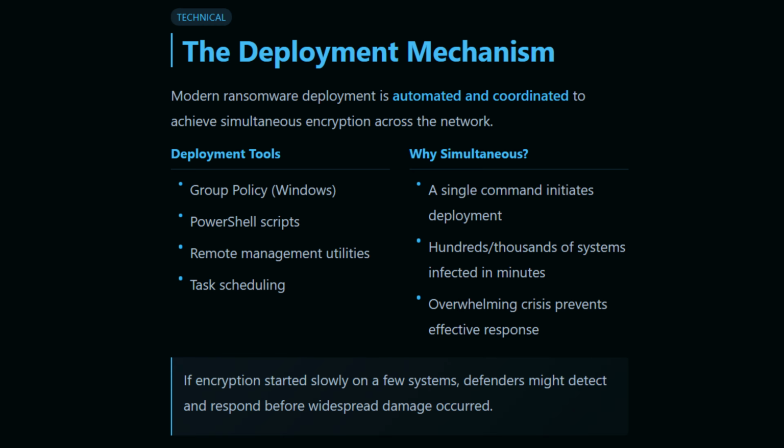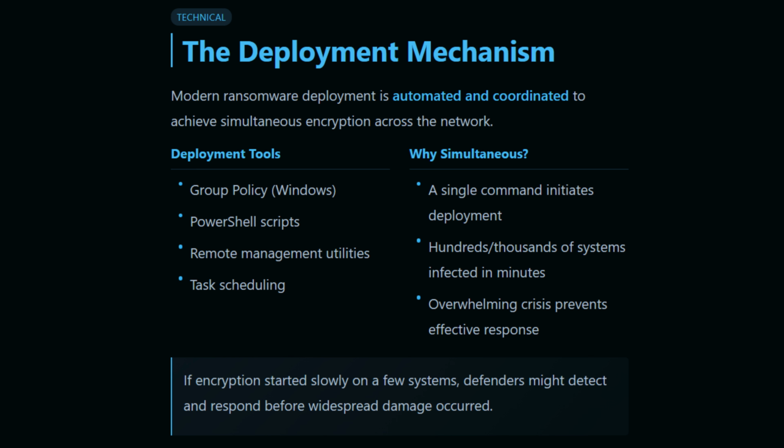Modern ransomware deployment is automated and coordinated to achieve simultaneous encryption across the network. Attackers use legitimate IT management tools to push the ransomware executable to multiple systems at once. Group policy in Windows environments, PowerShell scripts, remote management utilities, or task scheduling all provide mechanisms to execute code on multiple systems simultaneously. From the attacker's command and control system, a single command initiates deployment. Within minutes, ransomware begins executing on hundreds or thousands of systems across the network.